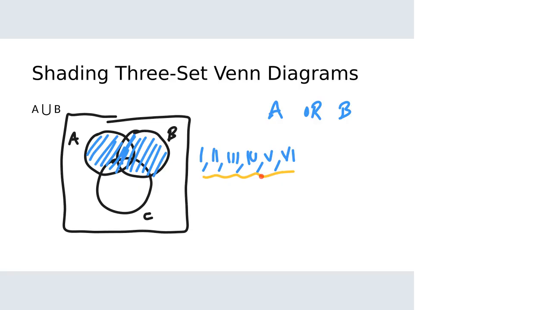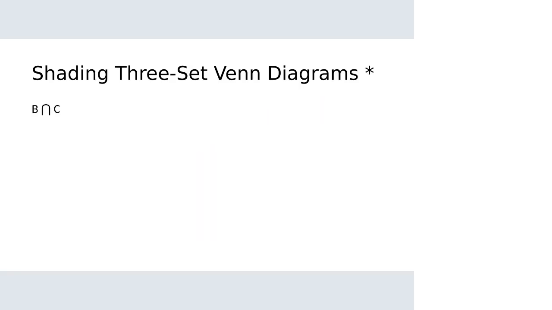Okay, now I want to give you a chance to ask anything before I have you try one. All right, this is either going really well or really poorly. And here's a chance for us to kind of find out. 3-set Venn diagram, I want you to shade B intersect C, and I'll make a poll for it.